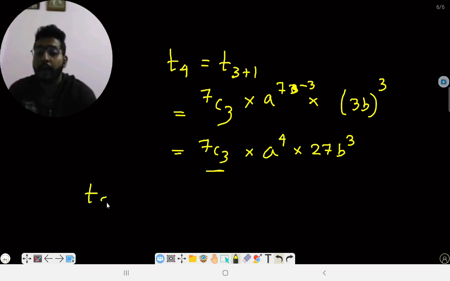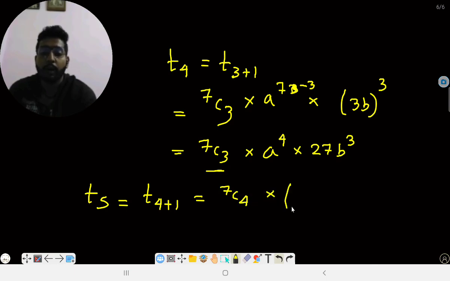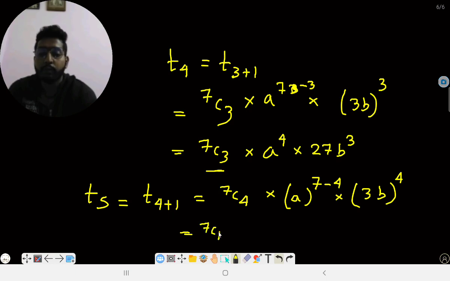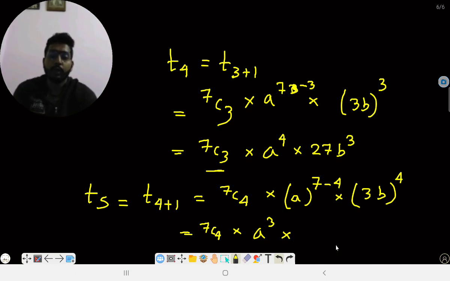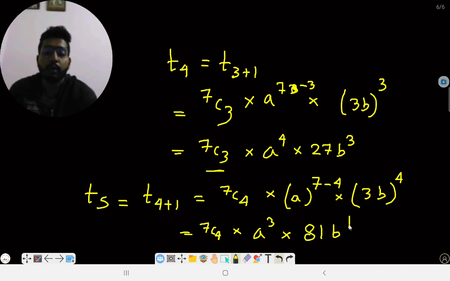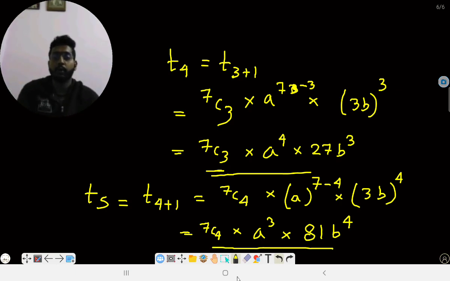Now next will be T5. So what will be T5? T5 will be T4 plus 1, that means again the same thing, nCr a to the power n minus r, b to the power r, so that is (3b) to the power r. So that will be 7C4 into a to the power 3 into 3 to the power 4, that is 81, into b to the power 4. So that will be T5. So those terms, that means this one and this one, will be the middle terms of this expansion.